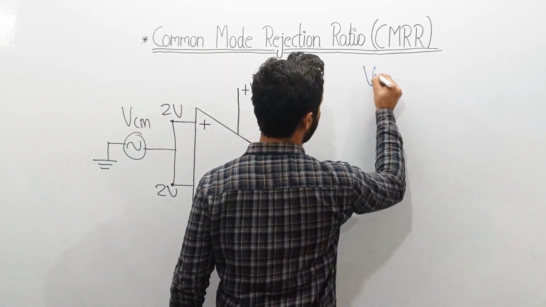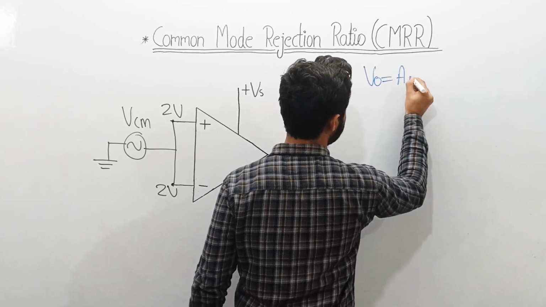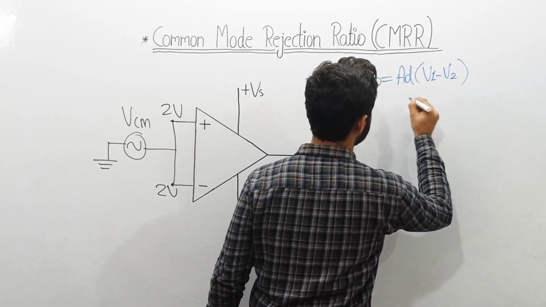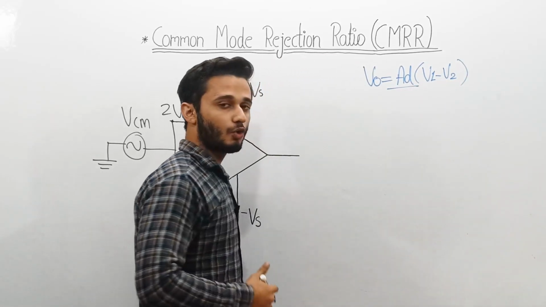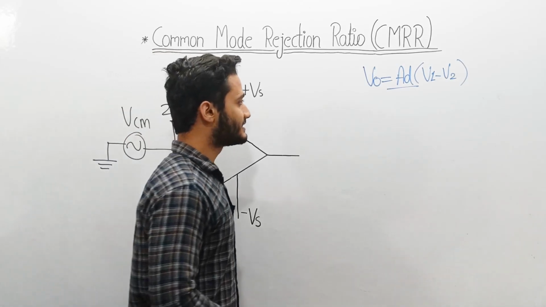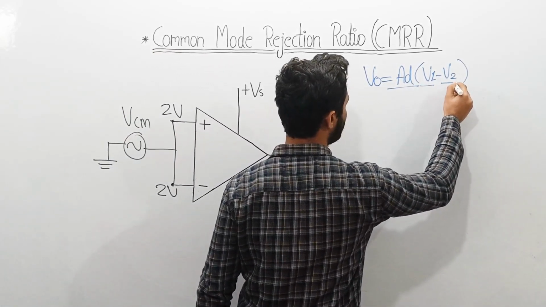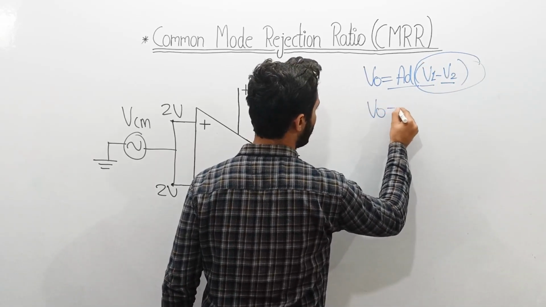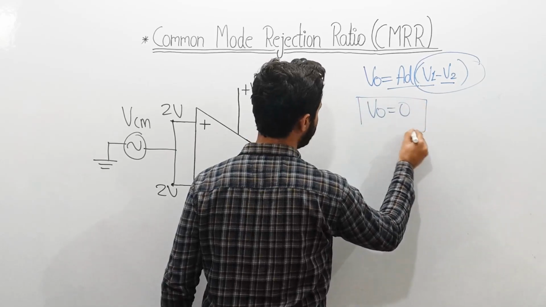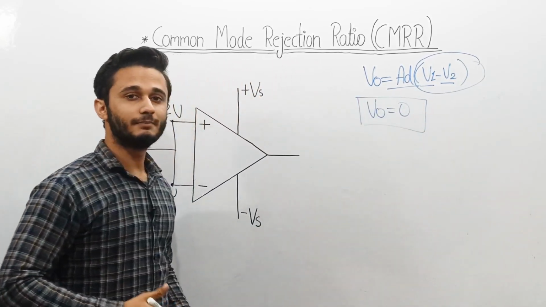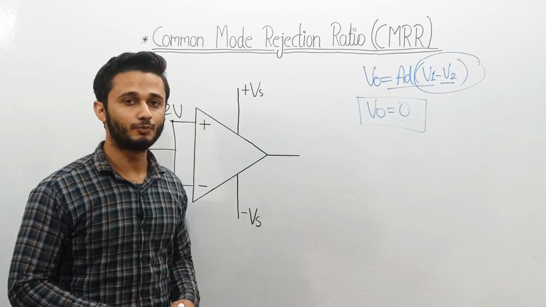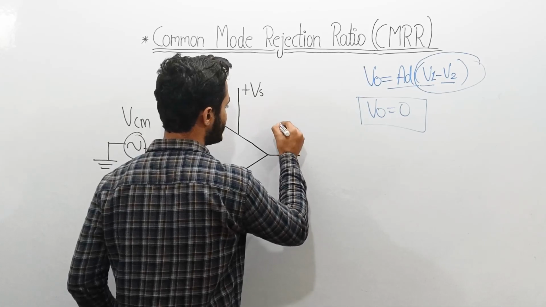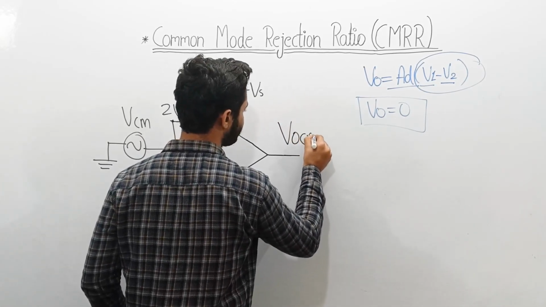Because we know that the output of the op-amp is AD times (V1 minus V2), where AD is the differential gain or open loop gain of the op-amp. In this case V1 and V2 are equal, so this term becomes 0. So we should get V output equal to 0, right? But practically some amount of voltage is present at the output of the op-amp, which is called the common mode output voltage, and it is denoted by VOCM.